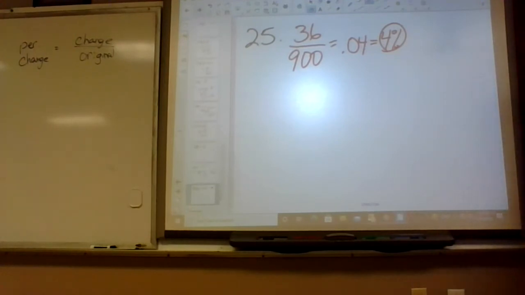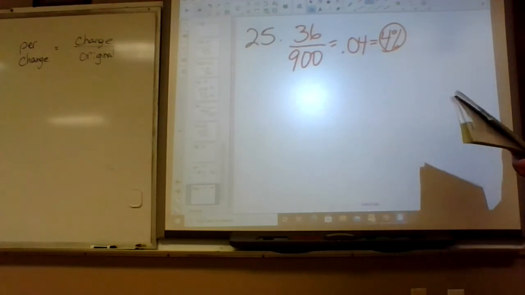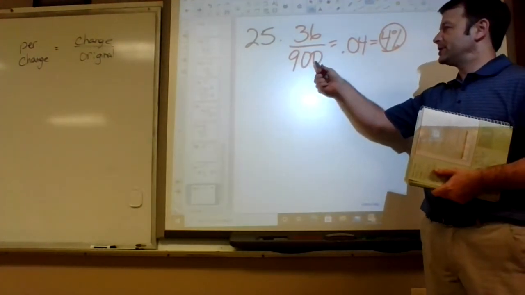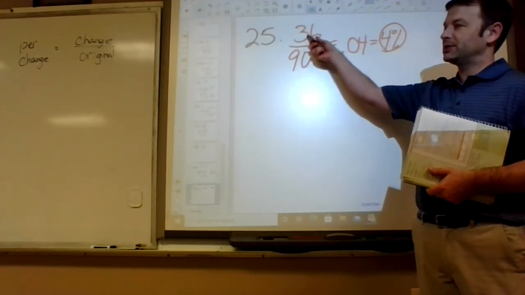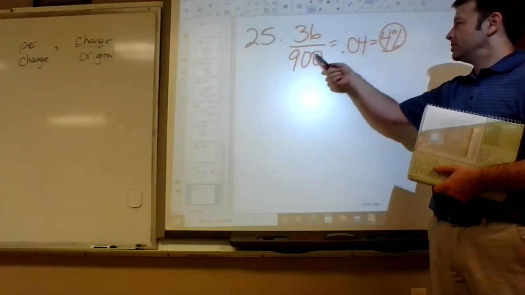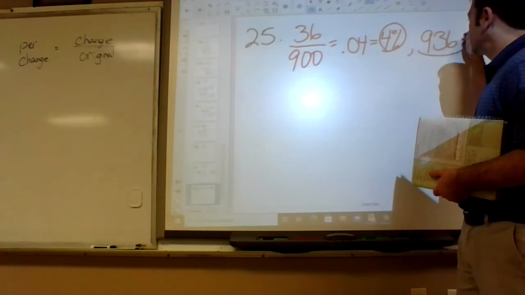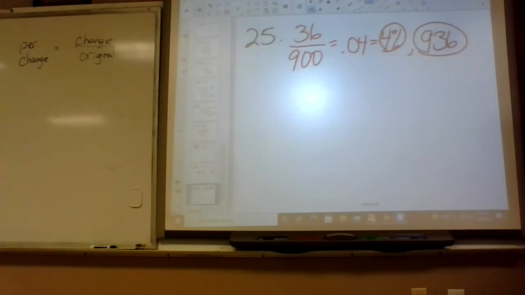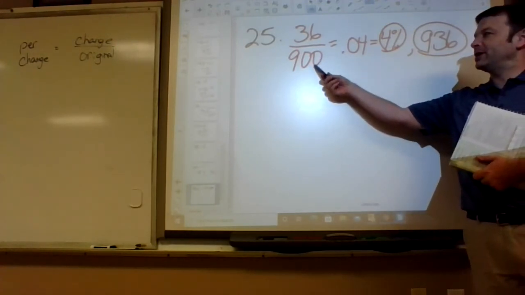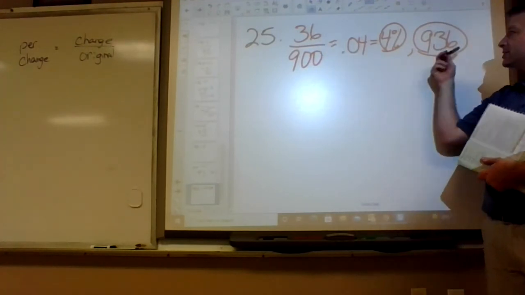The second question said, what is the new amount going to be? So the original amount was 900, and we're going up 36, it said plus 36. So we do 900 plus 36. 936. What does 4% have to do with that problem? Because it went up 4%. Right. 4% of 900 is 36.